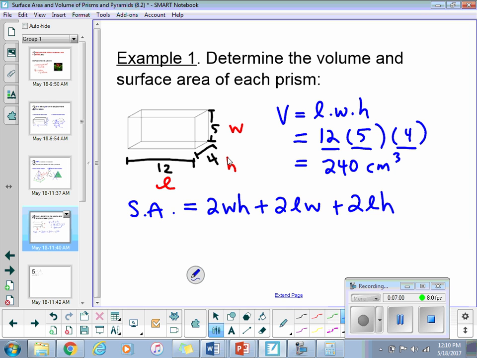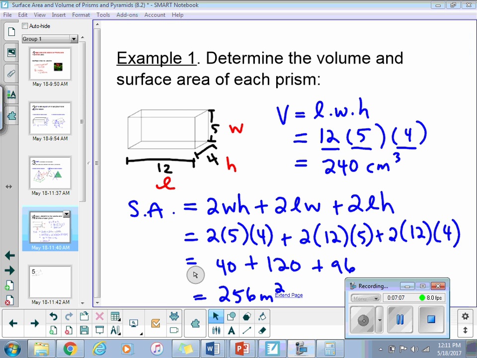So pause the video and do that on your own to make sure you're getting the same answer. You should have found the answer is 256 meters squared. The unit here is squared.